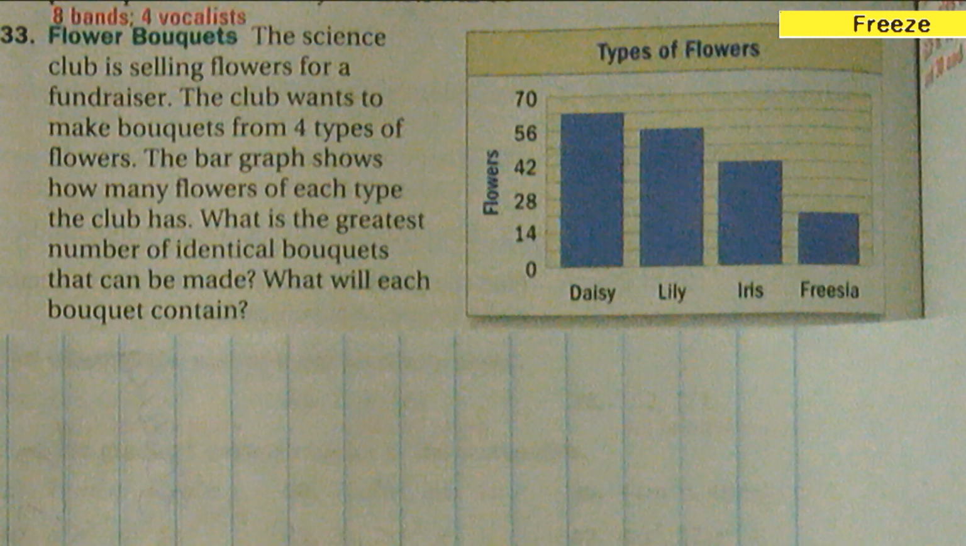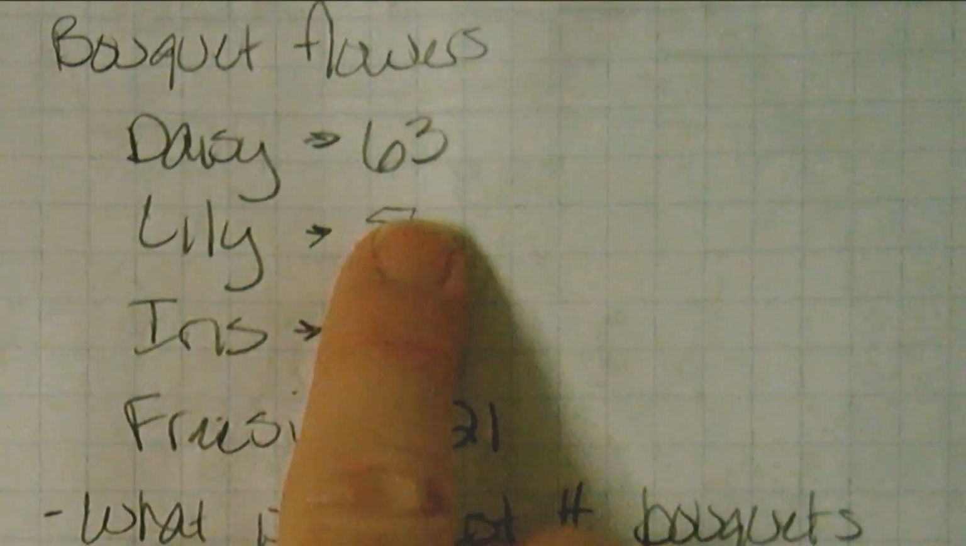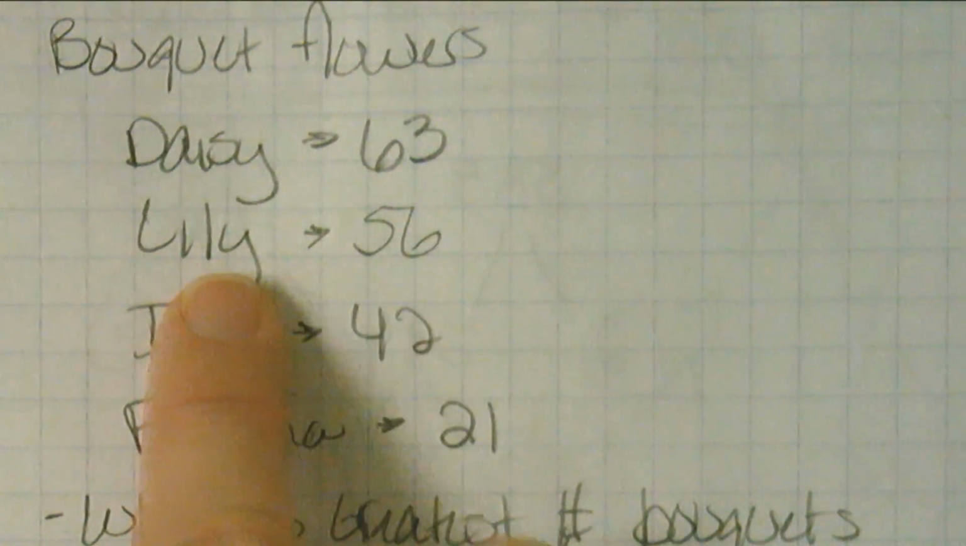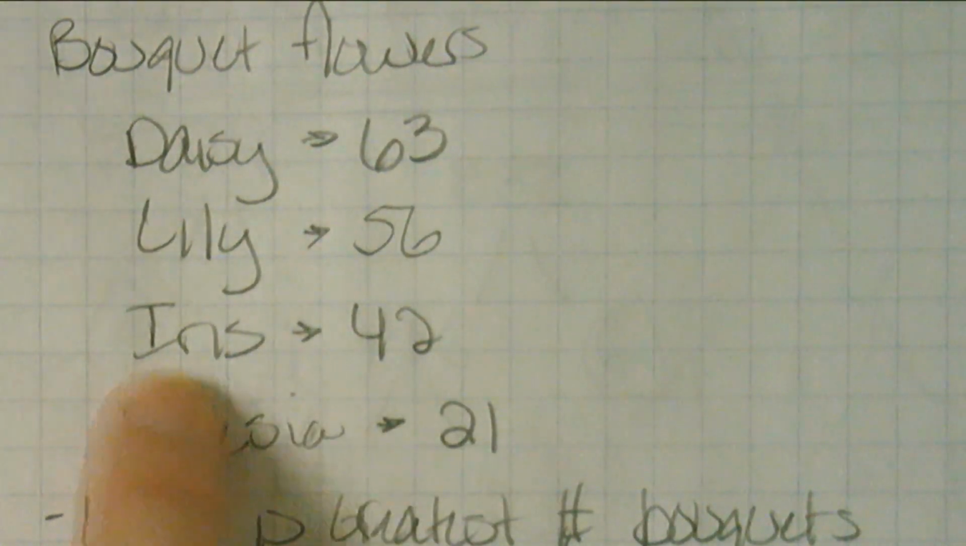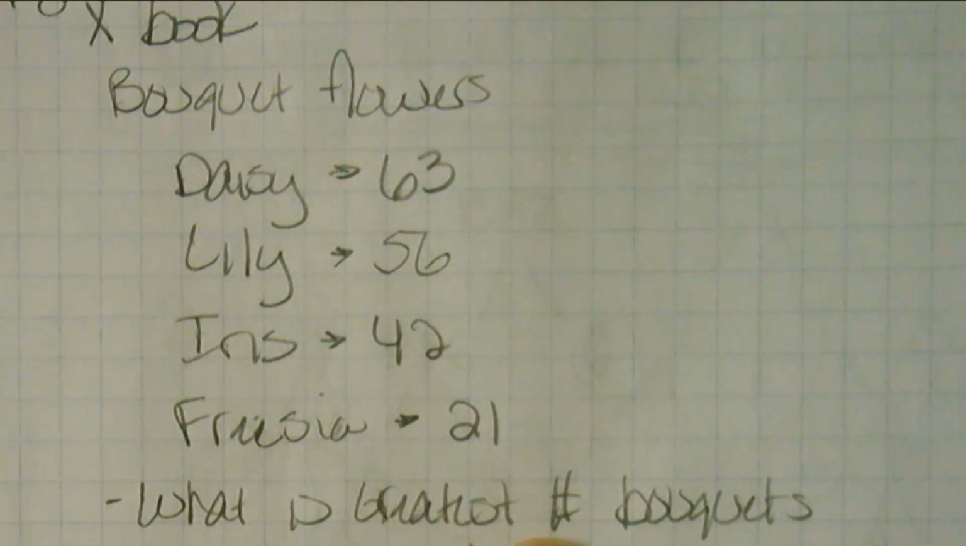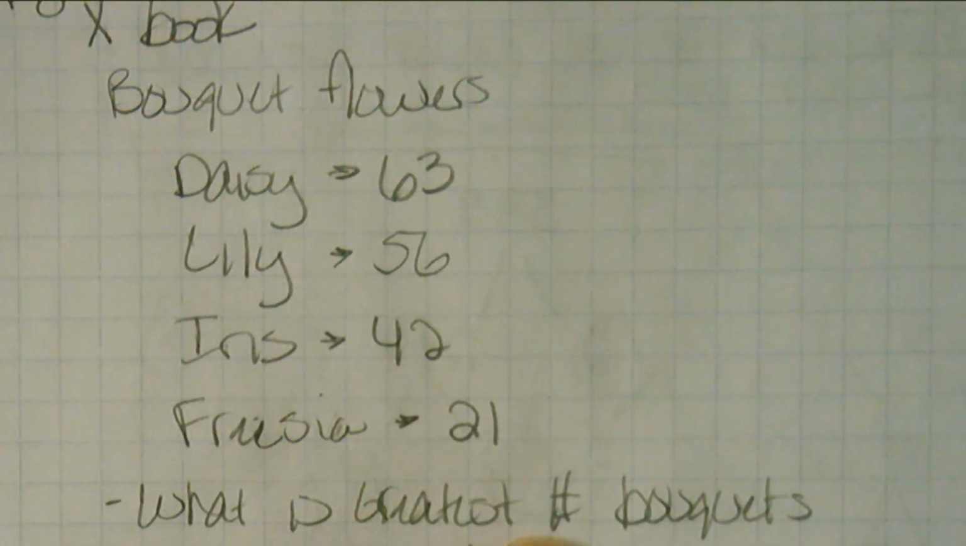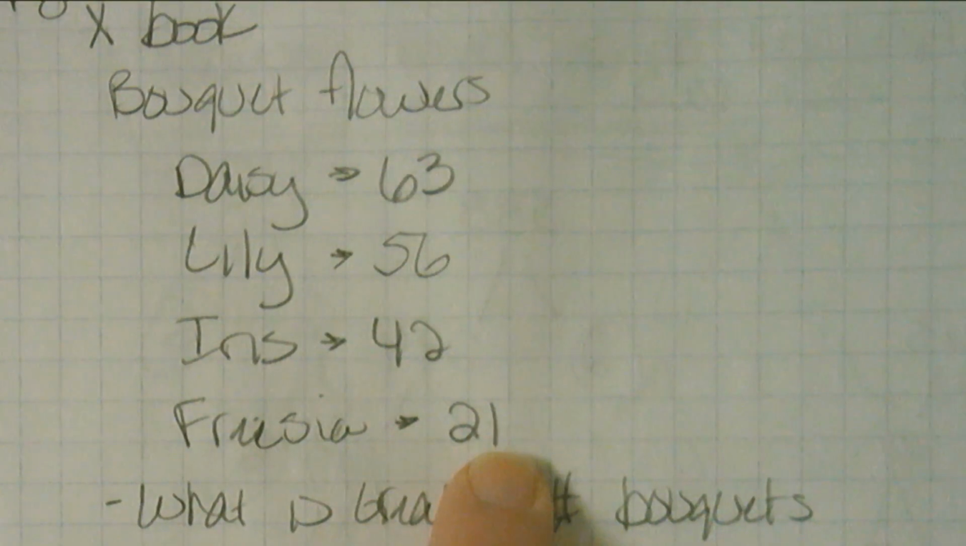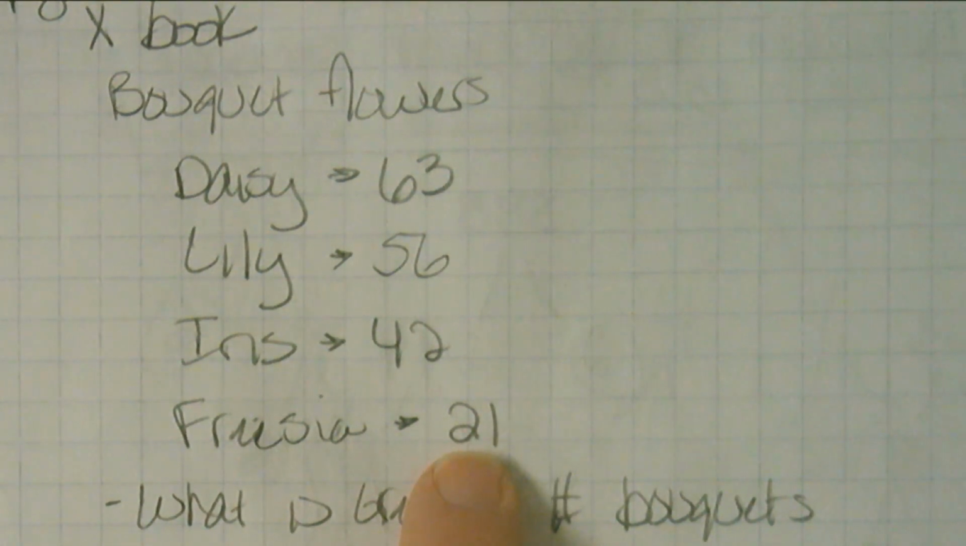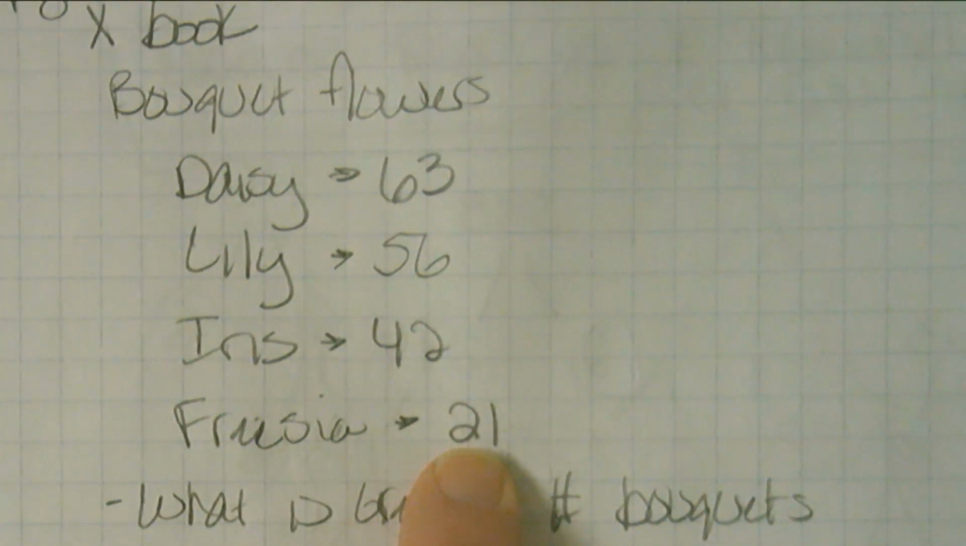All right, so right now, the data that I have, these are my totals. I have 63 daisies, I have 56 lilies, I have 42 irises, and I have 21 freesias. I'm looking to find the greatest number of bouquets, which means I need to find the GCF. What is your final prime factors for 21 once you've done the GCF? Aaron? 3 times 7. How many of you guys got 3 times 7 for 21?